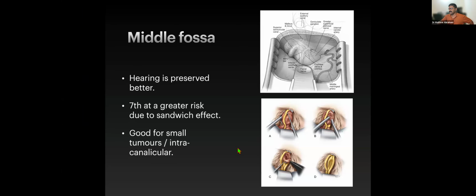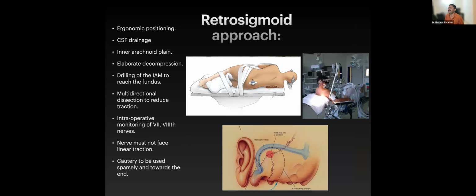The next approach, I shall now go into the detail of the retrosigmoid approach, because that is the main workhorse, and perhaps I will demonstrate the technique for operating on a vestibular schwannoma through a retrosigmoid approach. We are going back to basics. It may appear elementary for the highly experienced surgeons, but for this talk, perhaps I would like to focus on a relatively junior group of neurosurgeons.